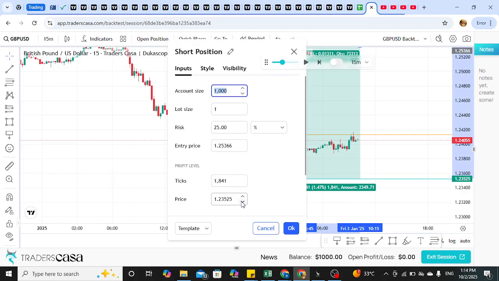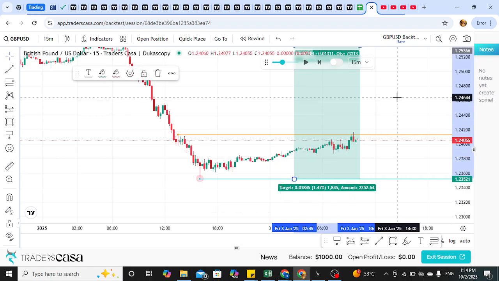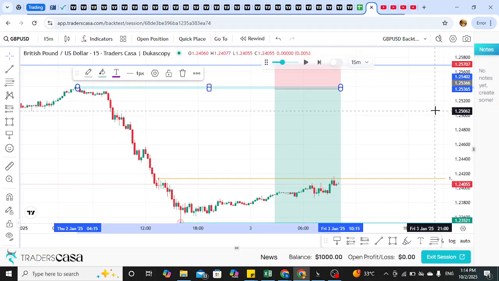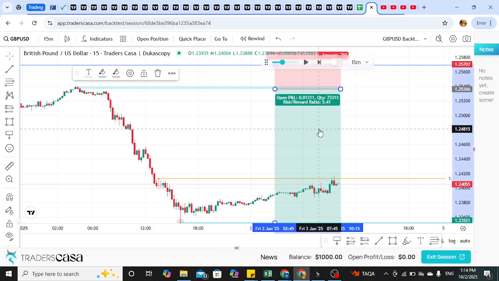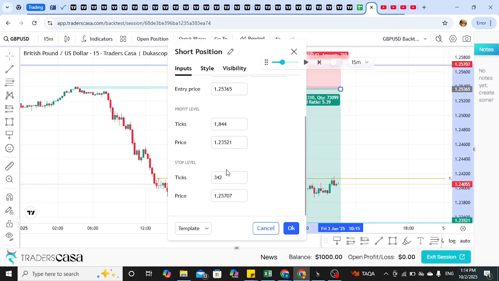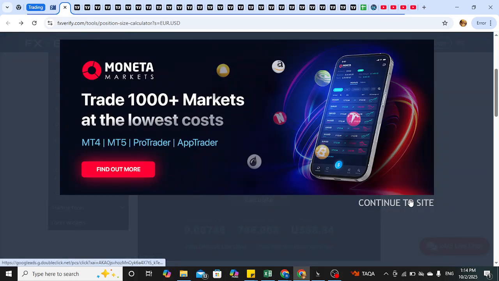So the TP is 52.1, and the entry should be at 36.5. It's at 36.6. Now let's look at the SL distance. The SL distance is 342, which means it's 34.2 pips. Okay, let's go to our calculator and see if we can take this trade.